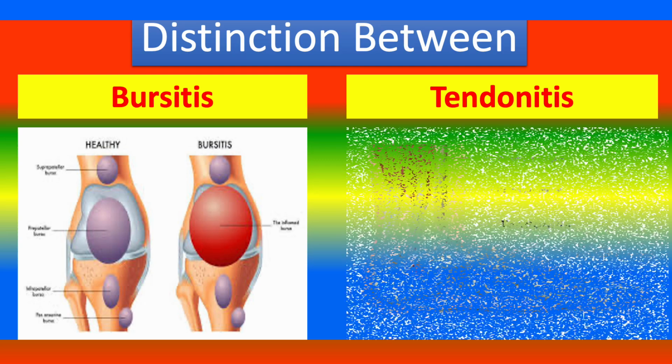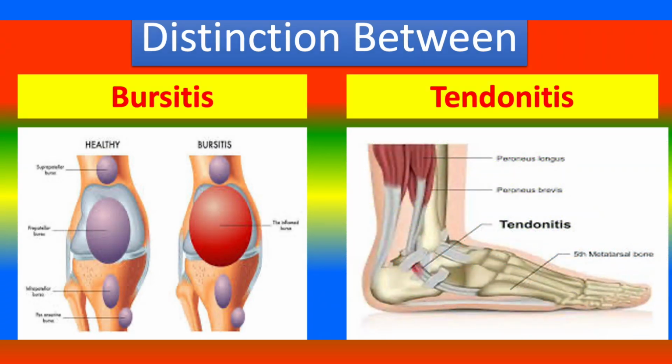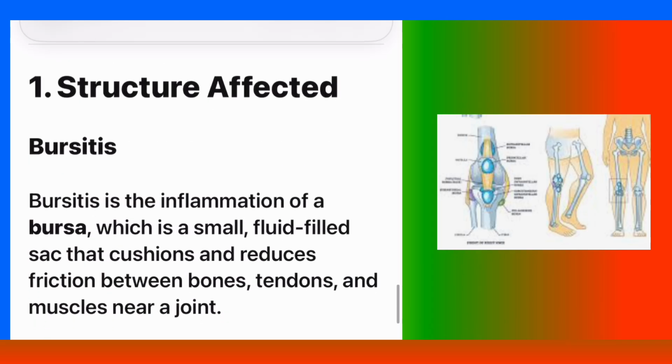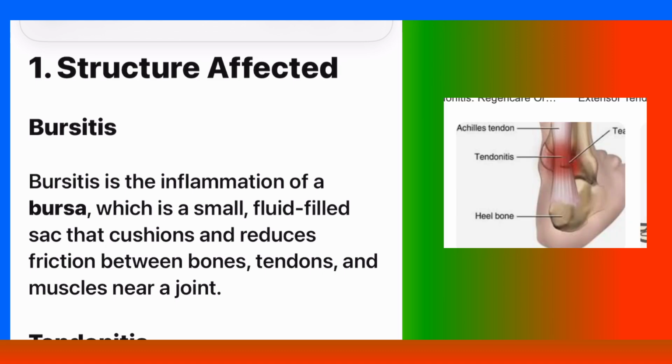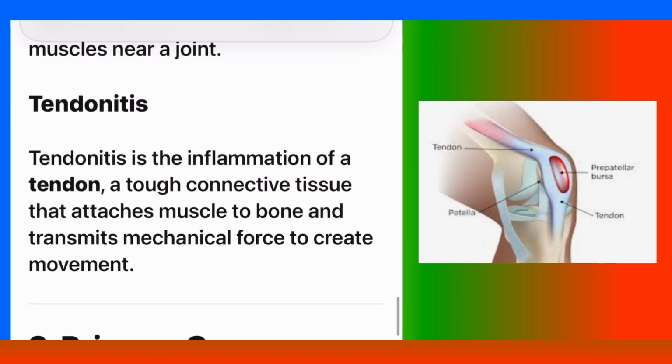12 differences between bursitis and tendonitis explained in full detail, organized heading by heading for maximum clarity. Number 1, structure affected. Bursitis. Bursitis is the inflammation of a bursa, which is a small, fluid-filled sac that cushions and reduces friction between bones, tendons, and muscles near a joint.